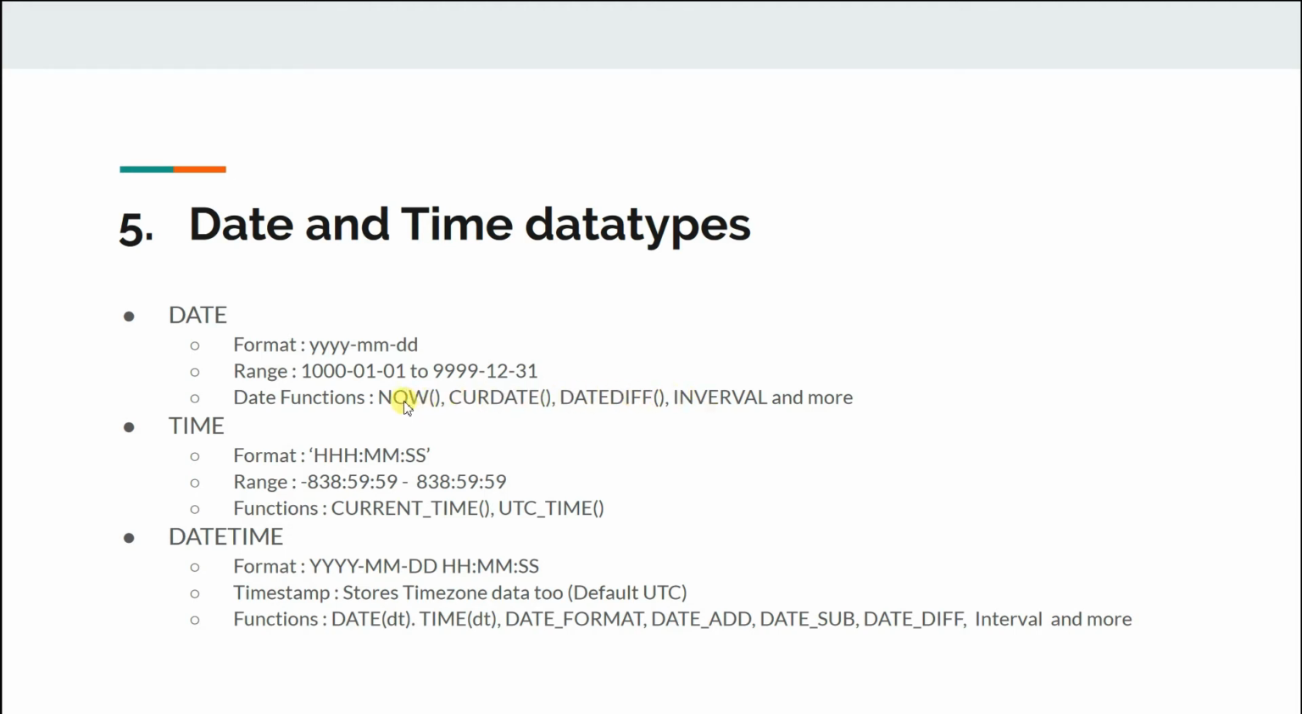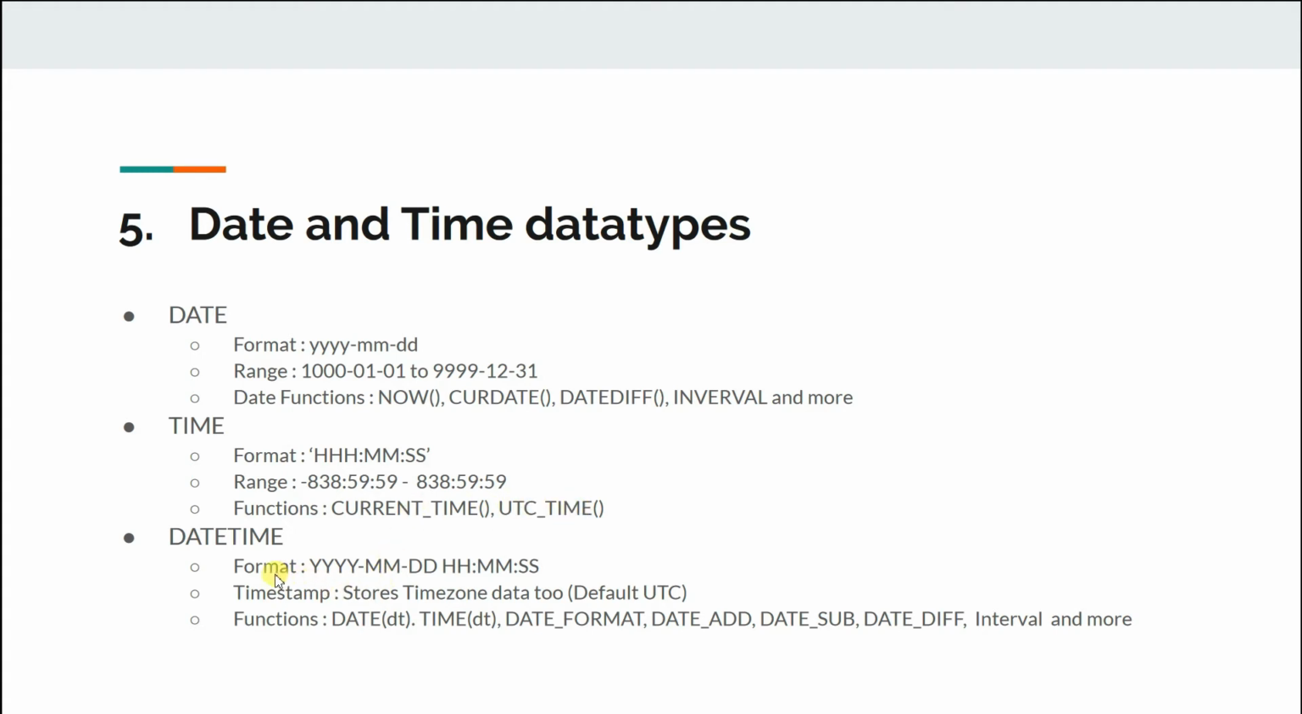So what now does is it gives you the current date in timestamp, not the actual date. Timestamp is like the millisecond difference from 1970 to now, and current date gives you the current date, as the name suggests. Date difference calculates the difference between two dates, and interval gives you the time duration of the difference between two dates. Okay, and this time is the format here: hours, minutes, and seconds. It can range from this to this, and these are the functions that you can use to get the current time.